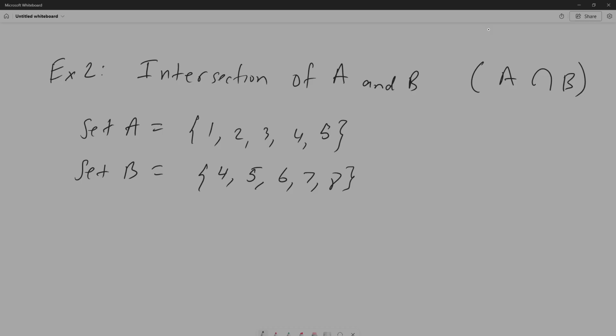Notice we don't have 1, 2, 3 on set B, so we don't need these ones. But what about 4 and 5? We do have 4 here and 4 here, so that would be part of the intersection. The intersection are elements that are in common between the two sets. So 4 and 5. So I only found two elements. The rest are not in common. So the intersection of A and B is gonna be only equal to 4 and 5.